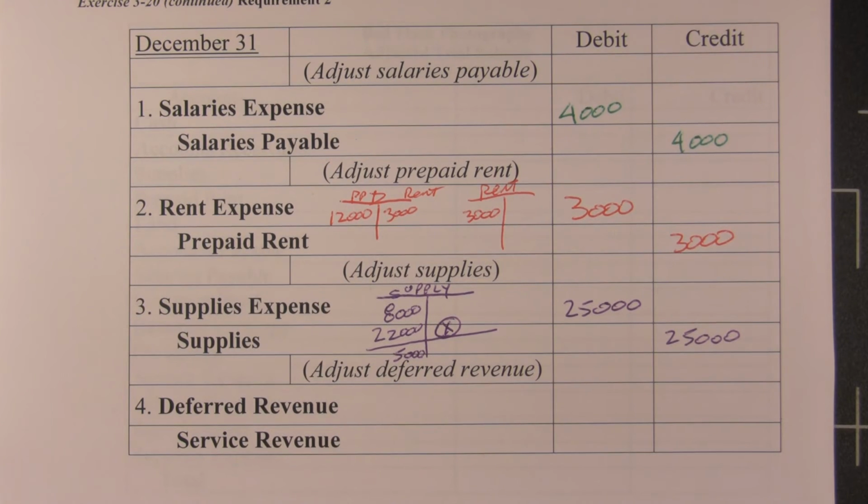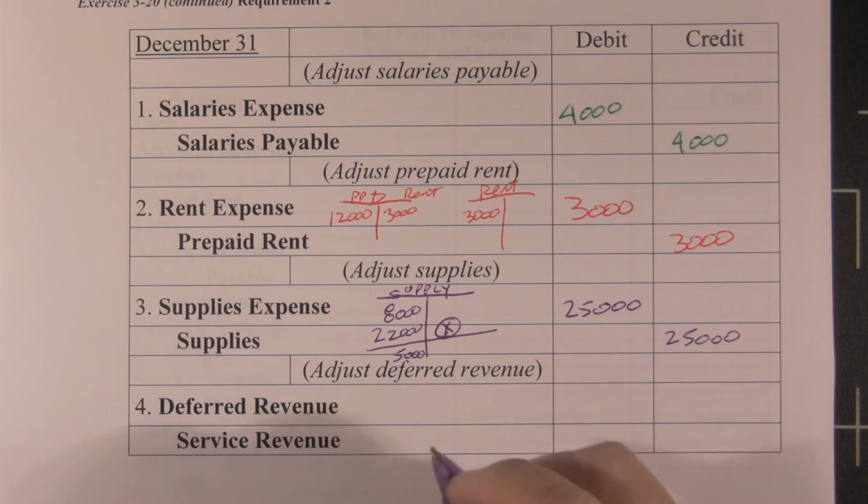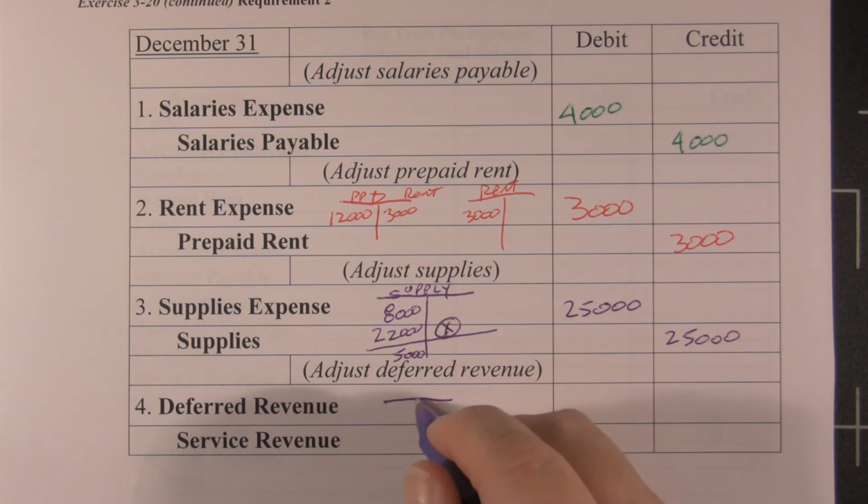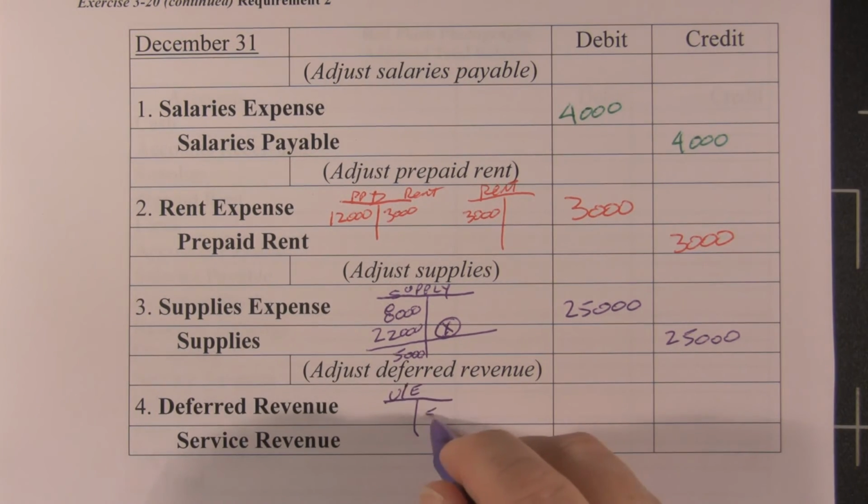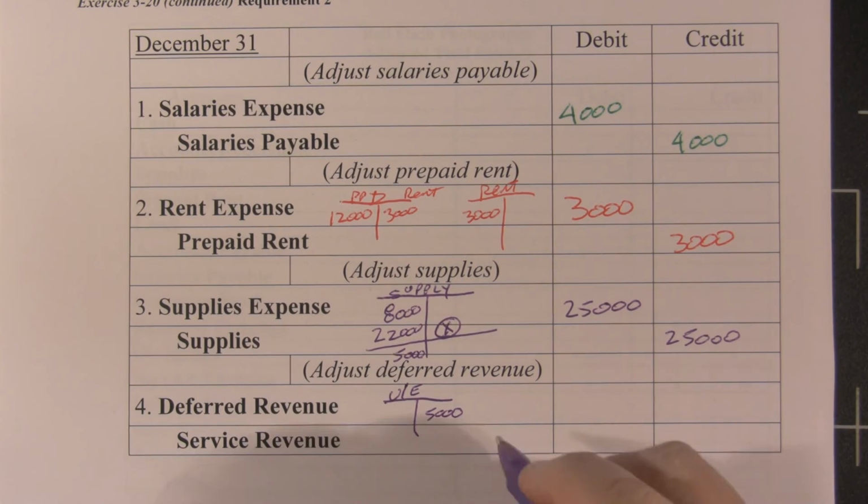Then it tells us we earned all of the deferred revenue from the beginning of the year. So we have to take a look at the beginning of the year. We had $5,000 in deferred revenue, also known as unearned revenue. Throughout the year, we earned that.